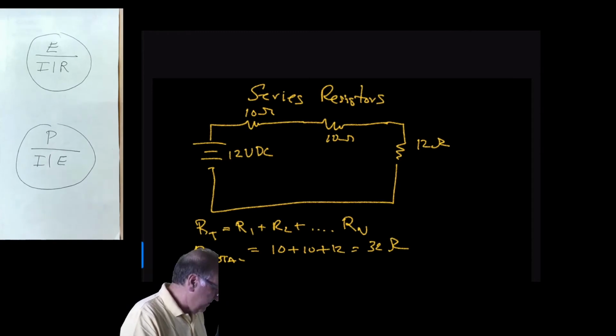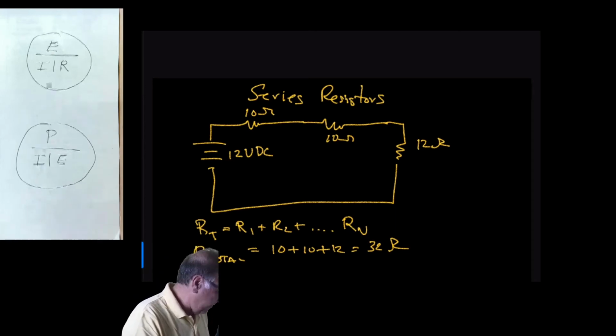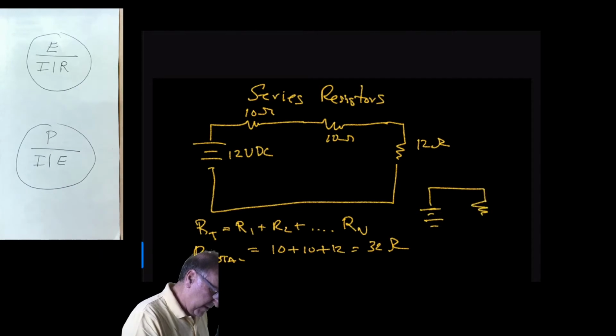So we could draw an equivalent circuit now with a single resistor, and this is how we do that. We have our 12 volt source, and this looks like a single 32 ohm resistor.